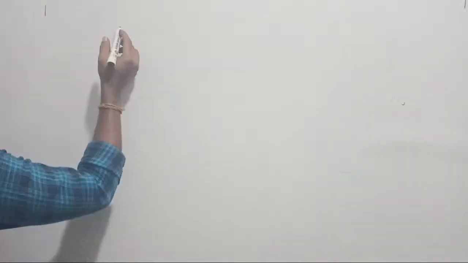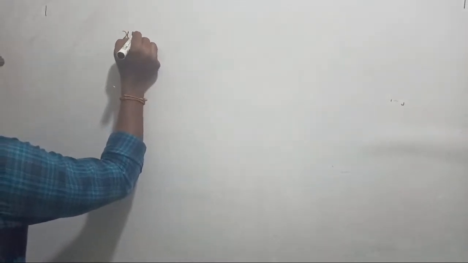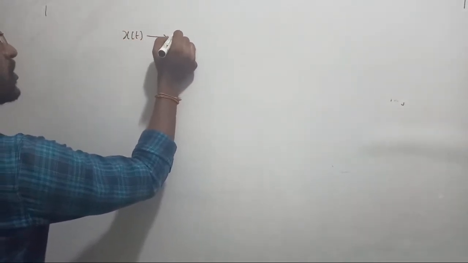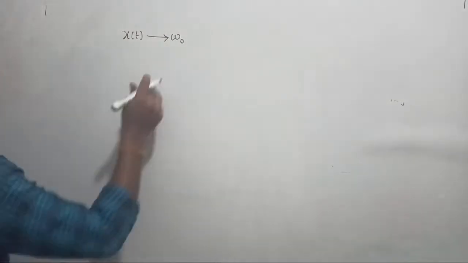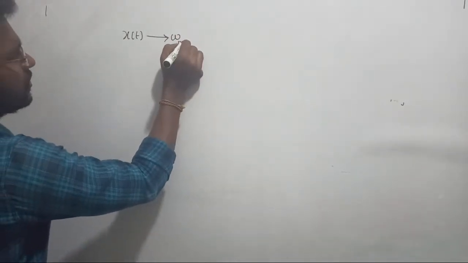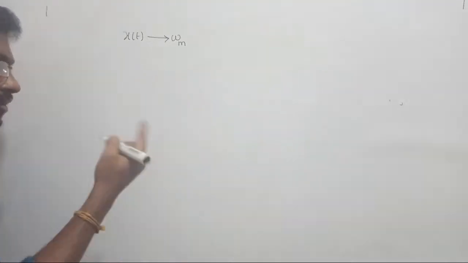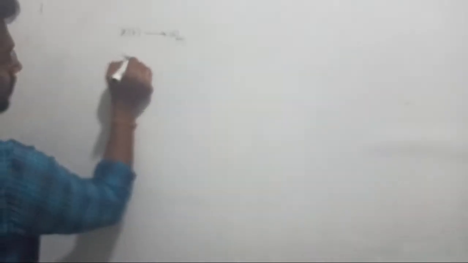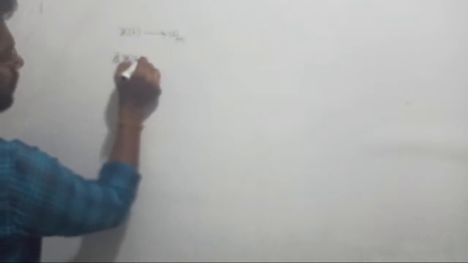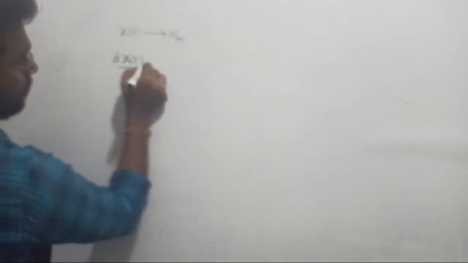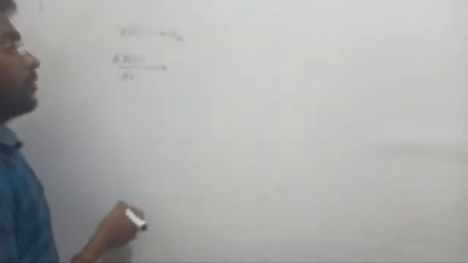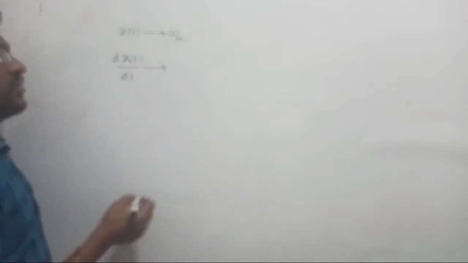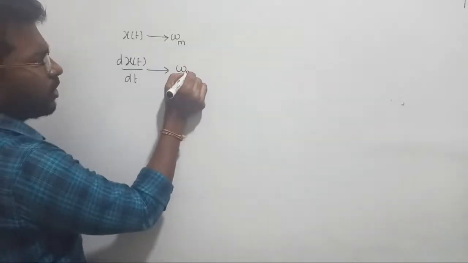Next property is differentiation. I have a signal x of t. Its corresponding frequency is defined as omega, sorry, omega naught; the textbook follows omega naught, so I'm just following the information. That is dx of t by dt, with frequency omega m. In differentiation there is no change in the frequency; it once again becomes omega m only.